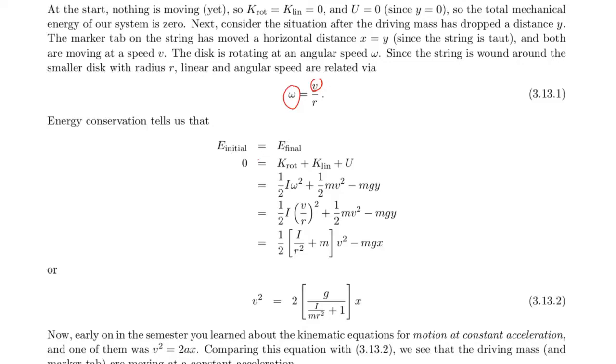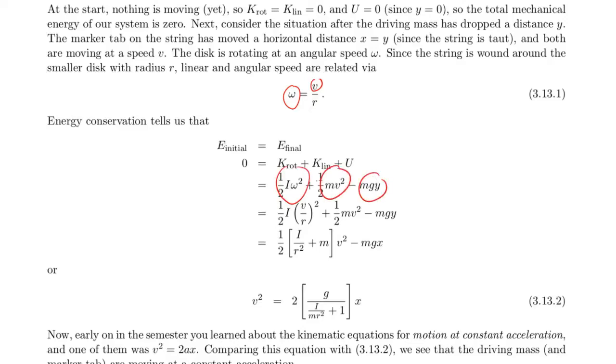Initially, we have no mechanical energy because nothing is moving, so all kinetic energies are zero, and we also choose the initial potential energy to be zero. Sometime later, when the mass has traveled a distance y, we do have both rotational and linear kinetic energy, and we also have a now lower potential energy. So we add the three terms, 1, 2, and 3.